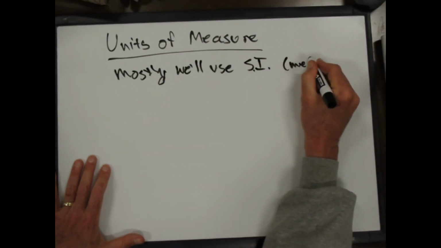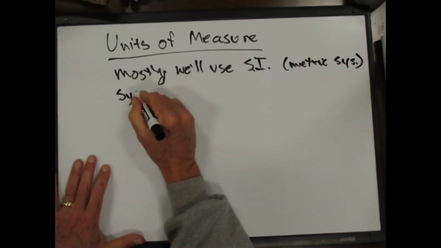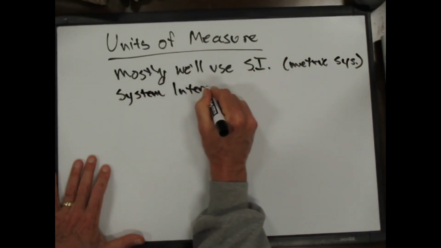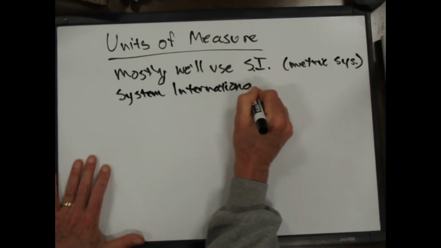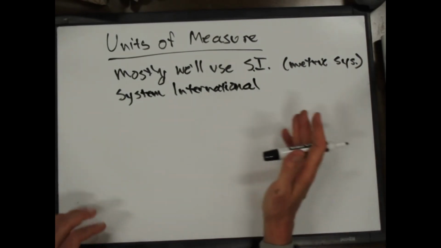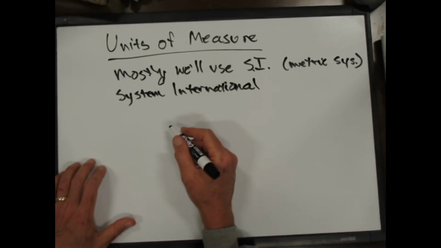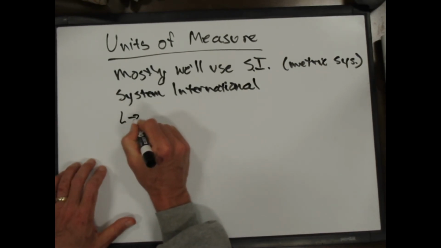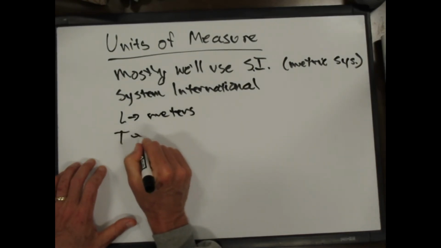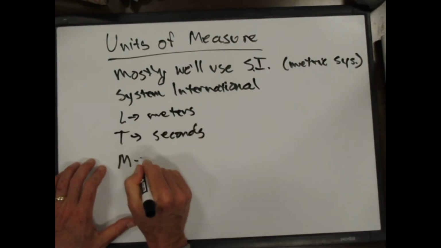SI, or the metric system. SI stands for System International. It's written SI because it's kind of French, System International, and we would call it the international system, but it's the metric system, right? And so for length we use meters, for time we use seconds, for mass we use kilograms.